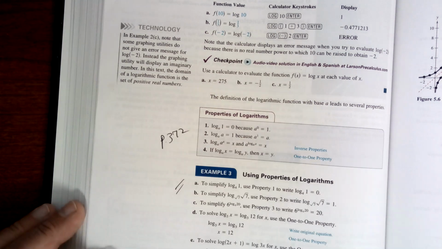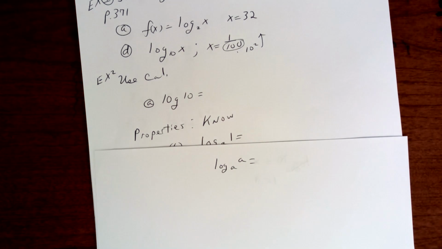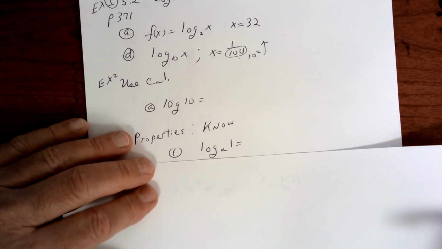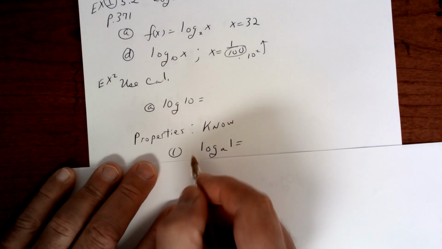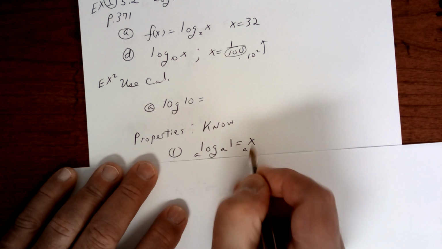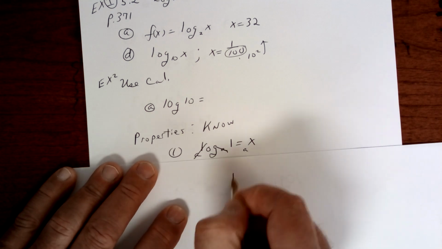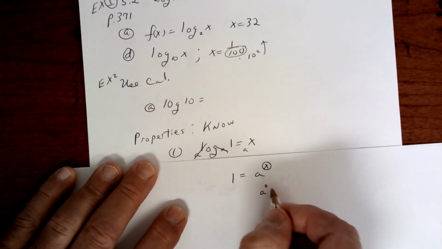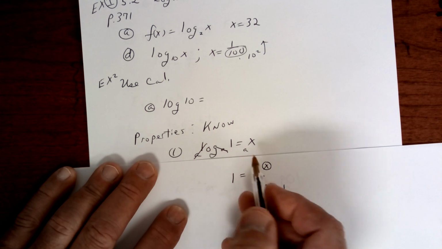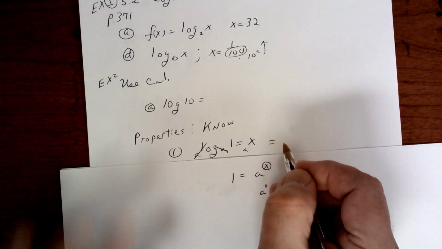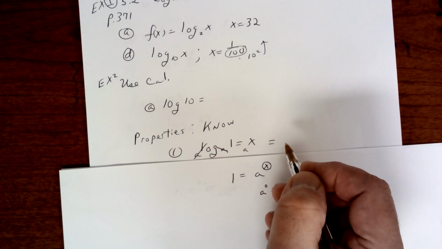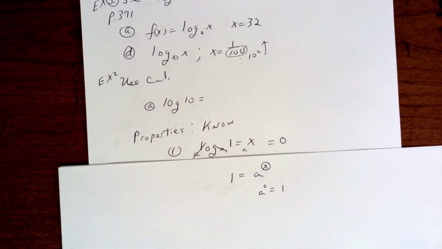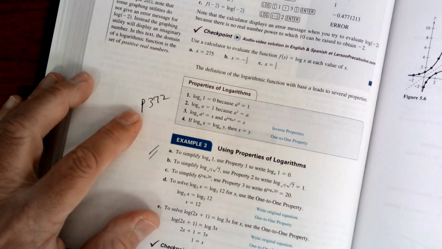So let's go back to this right here, the first one. You're going to raise them both to the a power, and then this cancels. So you get 1 is equal to a to the x, and x has to be 0 because a to the 0 power is 1. So this rule comes out to be 0. Probably should just copy these rules out of the book. So go to page 372 and copy these rules.